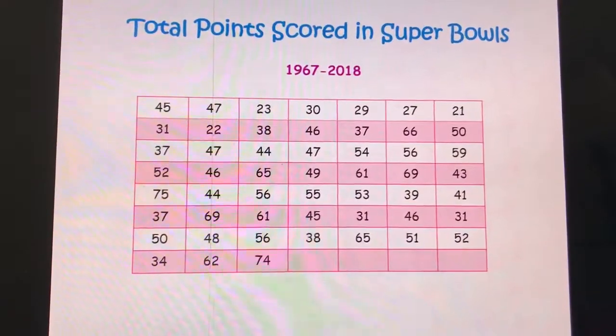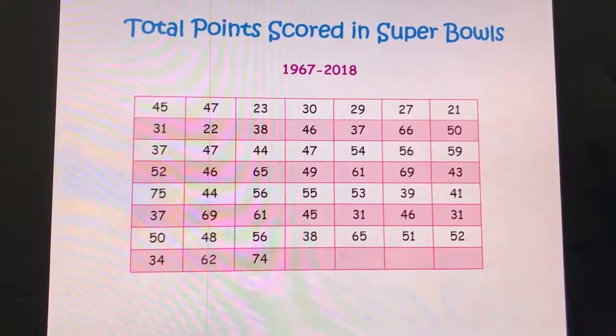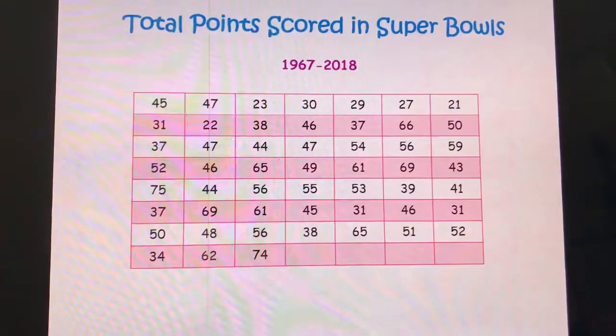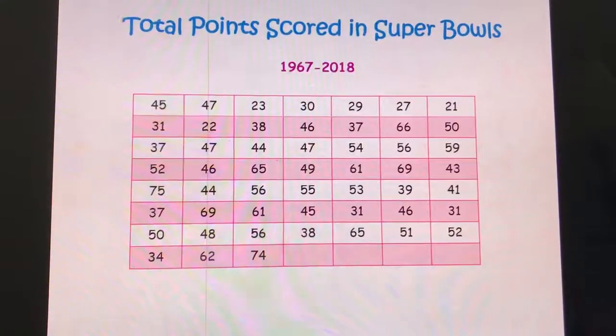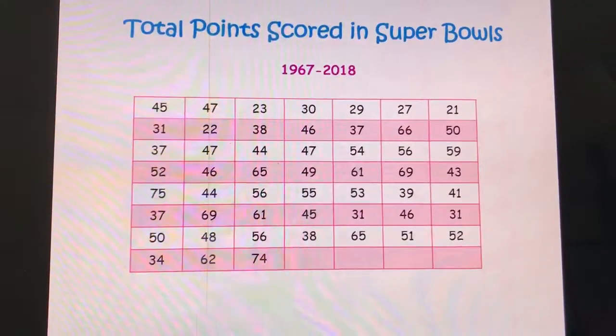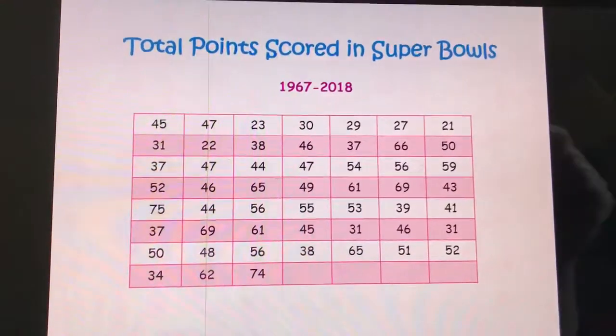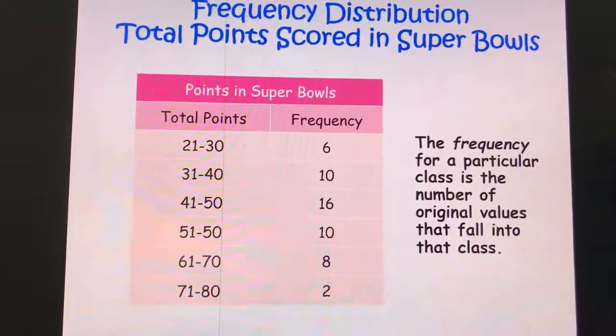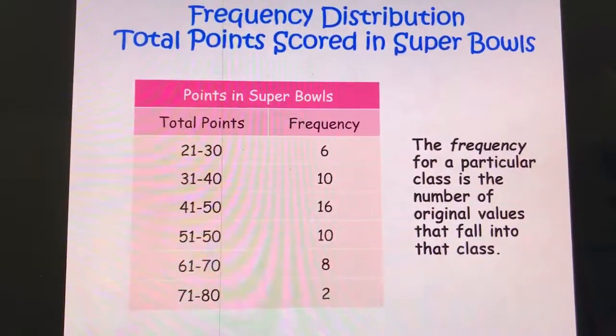So what we're going to use to look at these is the total points scored in the Super Bowls. This is all of them from 1967 to 2018. So I took the points scored from each team, added them together. So we have this group of data here. So this would be a frequency distribution of that data.